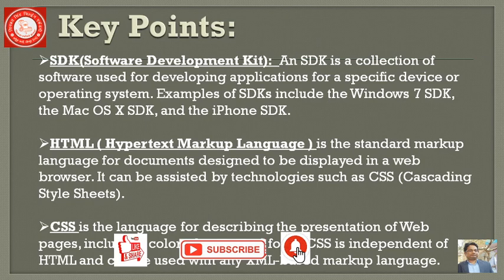Now HTML, you already know that it's one kind of programming language. The full form is Hypertext Markup Language, and it is used to design the web pages of web browsers. It can be assisted by technologies such as CSS. They are taking the help of CSS, that is Cascading Style Sheets. So what is CSS? It's a language for describing the presentation of web pages.